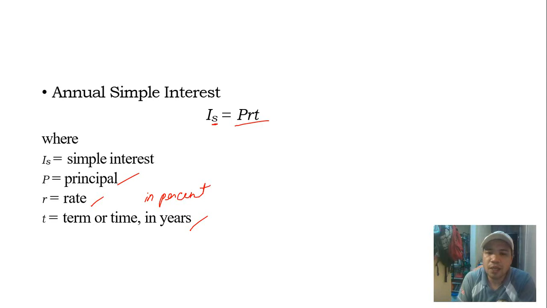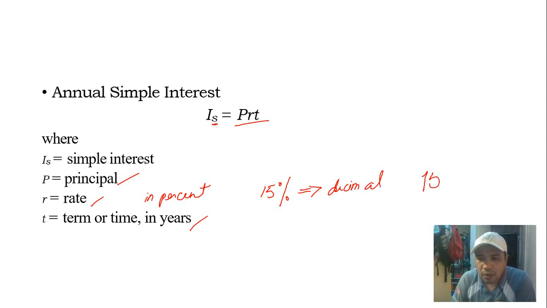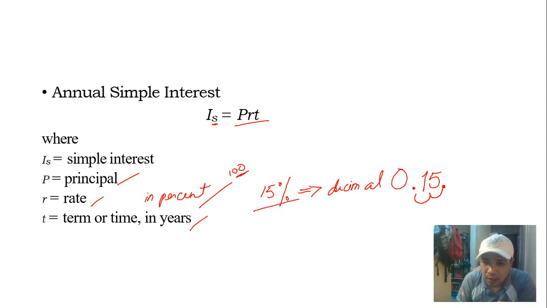So, for example, we were given 15%. To convert that to decimal, we need to move the decimal point of the percent to the left twice, kasi nga it's a fraction in terms of 100. So since dalawang zero, we will move the decimal point twice to the left. So this will give us 0.15. So 15% converted to decimal is 0.15. Term or time is in years.